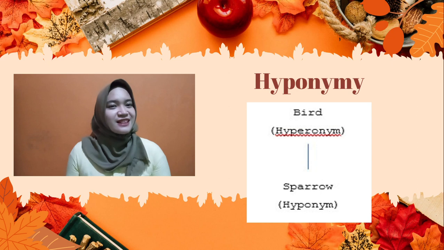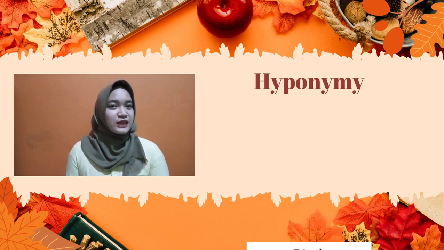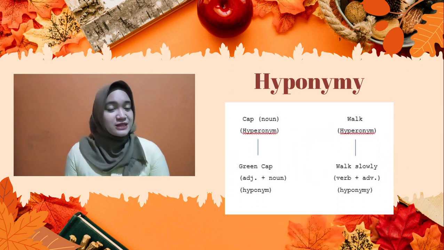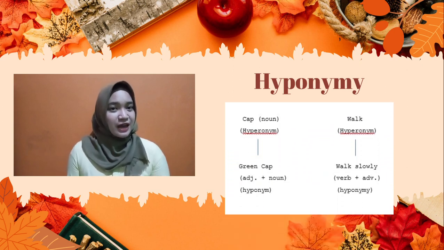Lobner then adds that there are numerous examples of hyponymy, as they could be pairs resulting from simple syntactic combinations such as adding an adjective to a noun or an adverb to a verb, like green cap and cap, and walk slowly and walk, where green cap is the hyponym of the hyperonym cap and walk slowly acts as the hyponym of the hyperonym walk.